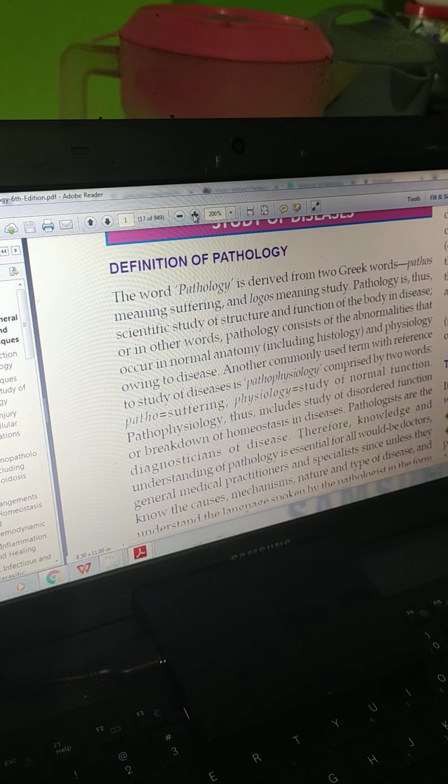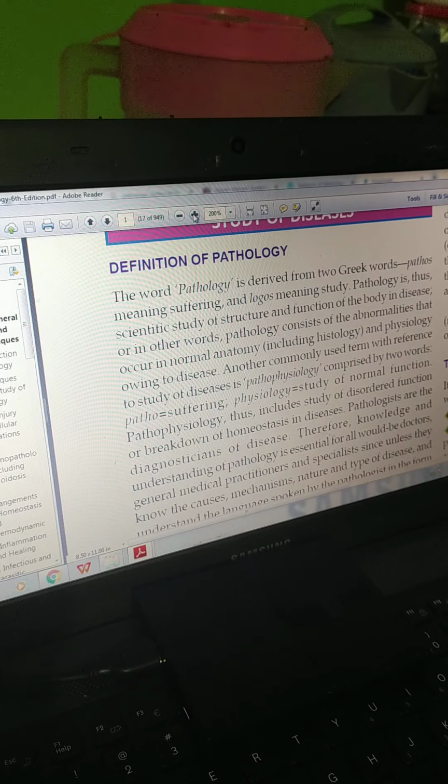The word pathology is derived from two Greek words, pathos meaning suffering, logos meaning study. Pathology is the scientific study of structure and function of the body in disease. In other words, pathology consists of the abnormalities that occur in normal anatomy, including histology, physiology, owing to disease.